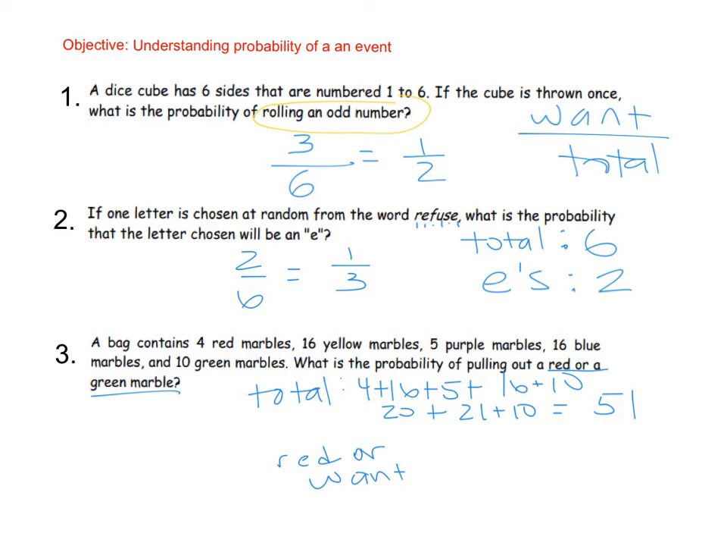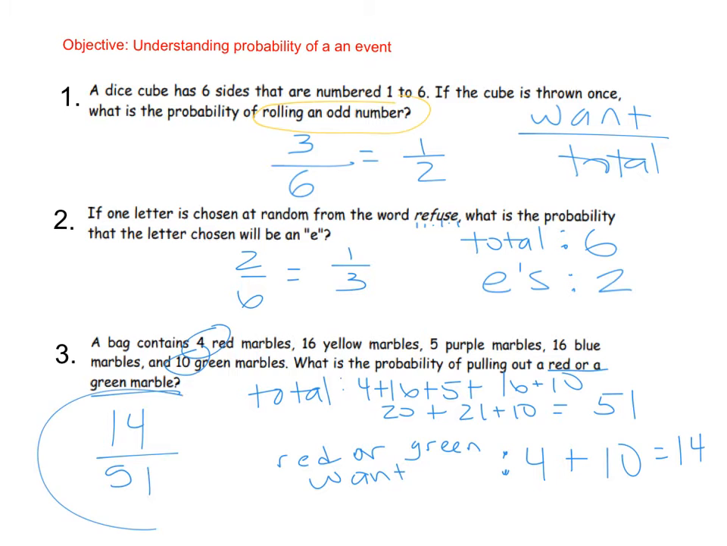And then red or green, what we want, red is 4. And green is 10. So our probability is 14 out of 51. And that's our answer.